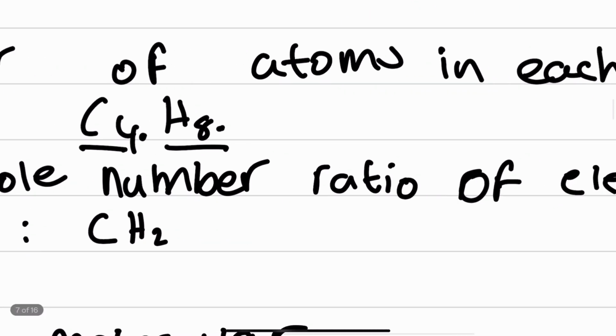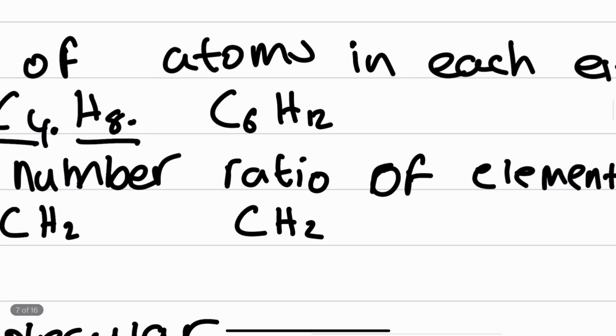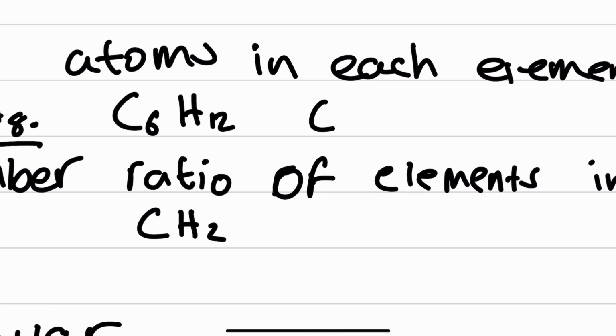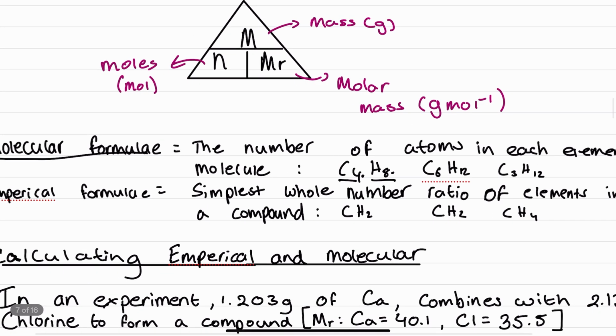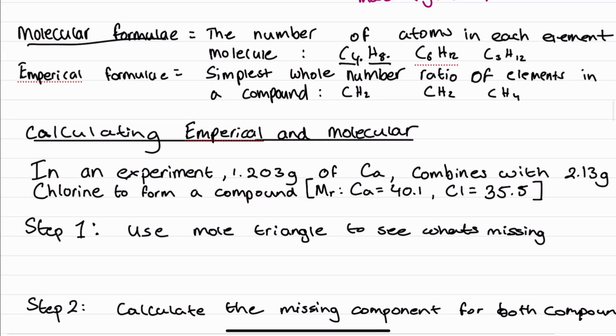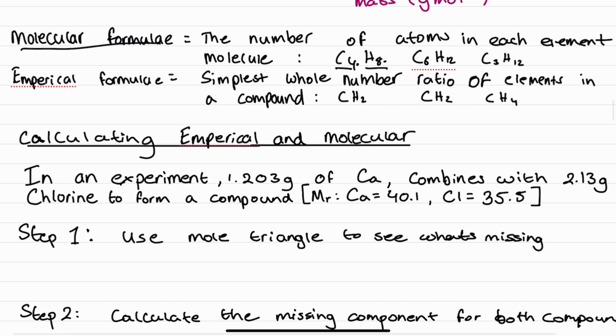Now, this extends to something like C6H12. They're both multiples of 6, so it's CH2, right? Something else such as C3H12 as well. That would be CH4. So it's simply just the lowest whole number ratio of elements in a compound compared to the number of elements in that compound as it is. Now, for this chapter, you need to be able to calculate the empirical and molecular formula with information that's given to you in an exam.